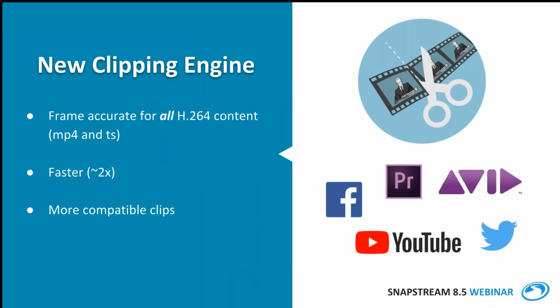By a show of hands, who here makes clips in SnapStream? Okay, a few of you. Well, in SnapStream 8.5, we replaced our entire clipping engine. So now all of your H.264 clips will be frame accurate, and they will be clipped on average in half the time. So for example, if you need to tweet out a special moment from your show or breaking news is happening and you need to get that out, then you can tweet, post, export, upload your clip even faster.